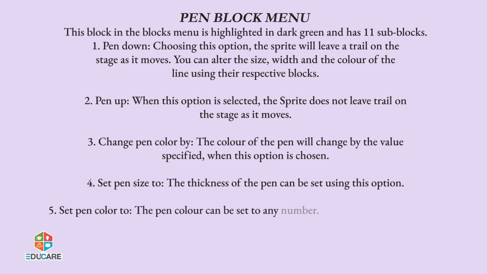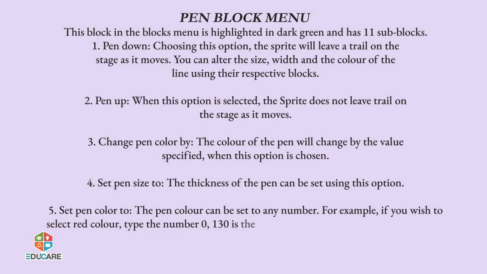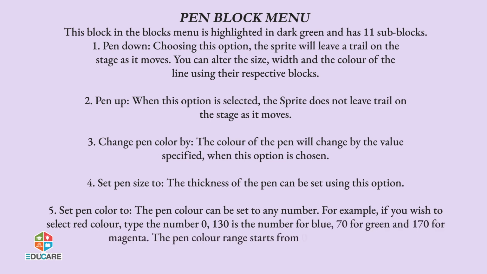For example, if you wish to select red color, type the number 0. 130 is the number for blue, 70 for green, and 170 for magenta. The pen color range starts from 0 and ends at 200.